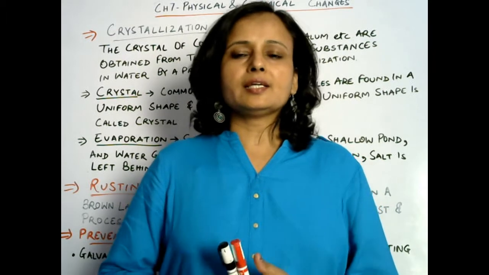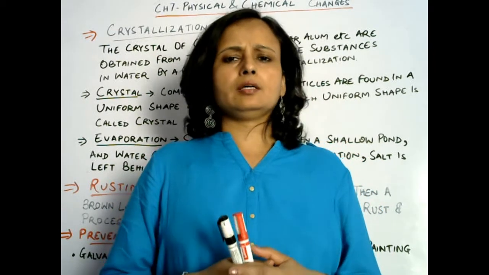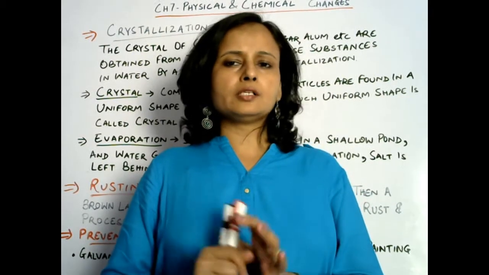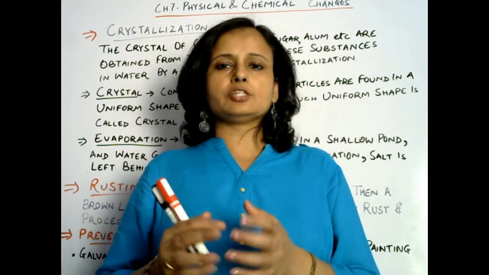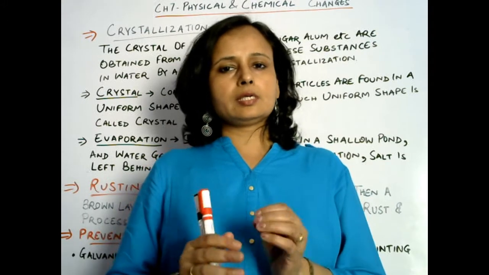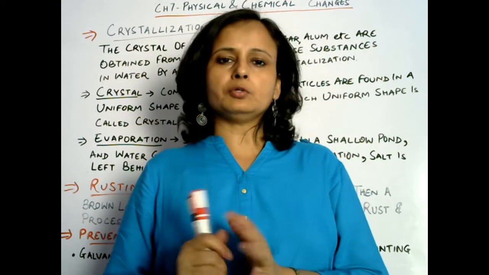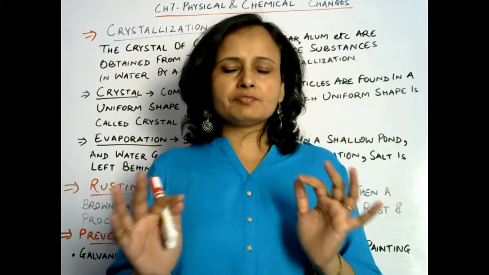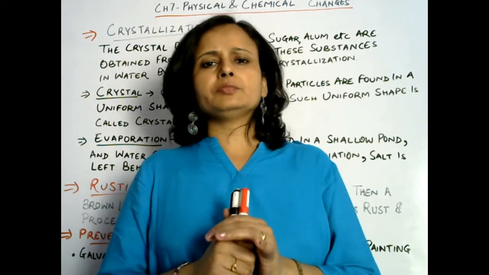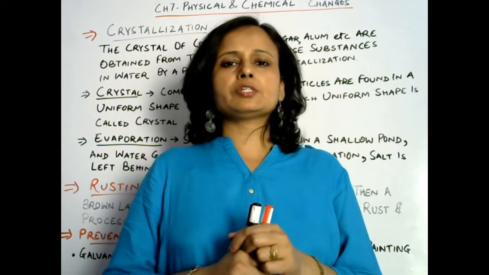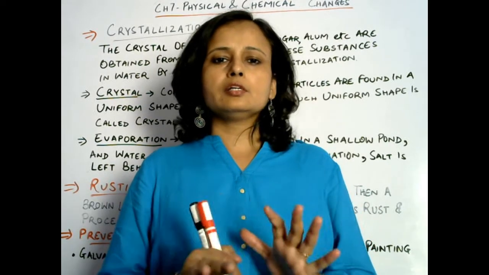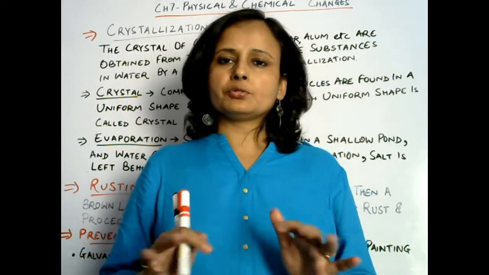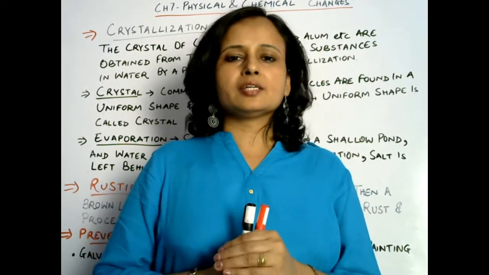So what is crystallization? You must have seen the crystal of sugar and salt. It has a fixed, cubical shape. We can just observe the crystal. That kind of shape of sugar or salt, which is fixed and uniform, is called a crystal of sugar and salt. And the process of obtaining crystal of sugar and salt is called crystallization.